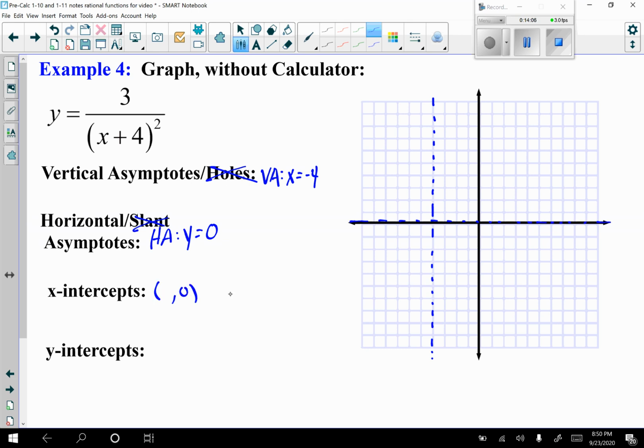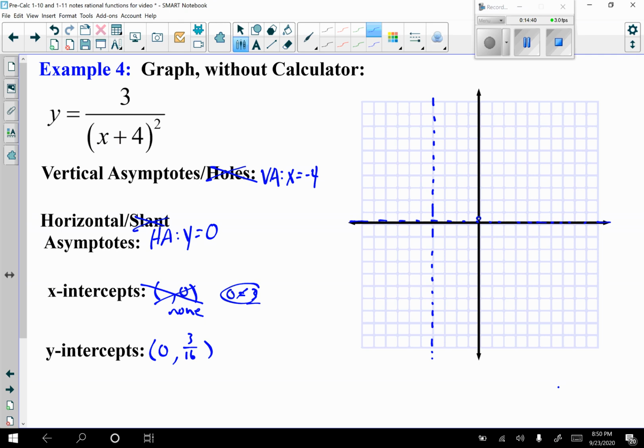X-intercepts, put in 0, solve the 0 equals the numerator, denominator doesn't matter. That cannot happen, so no x-intercept. Remember that. We can never cross the x-axis now. So we have none. And y-intercepts, plug in 0, and we get 3 over 4 squared is 16. We're just going to estimate where that is, real close, 3/16. We'll just put a point right about there. It's above the horizontal asymptote, an important thing. Okay. All right. That's what we have.